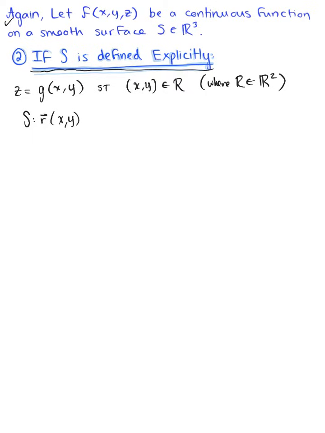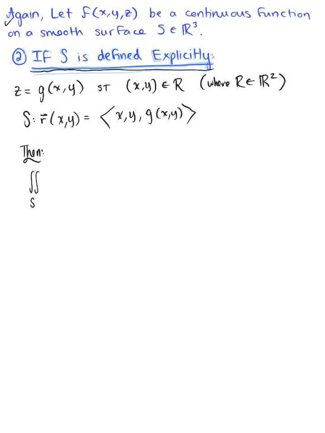So we have the parametric representation vector r in terms of x, y, and we define this as the vector with components x, y, g of x, y. So we replace that z with g of x, y. So using this, we can now go ahead and define the scalar surface integral for an explicitly defined surface. And this starts the same way that we did with the parametrically defined surfaces.